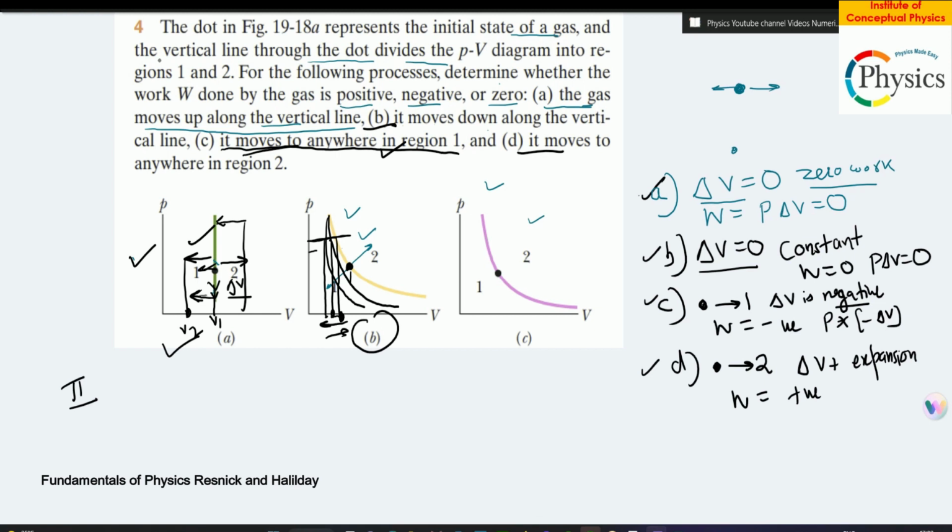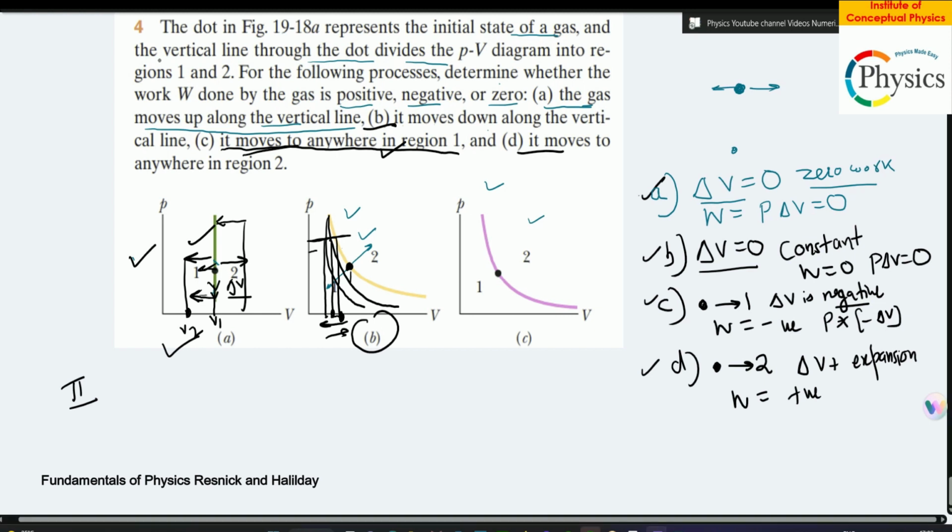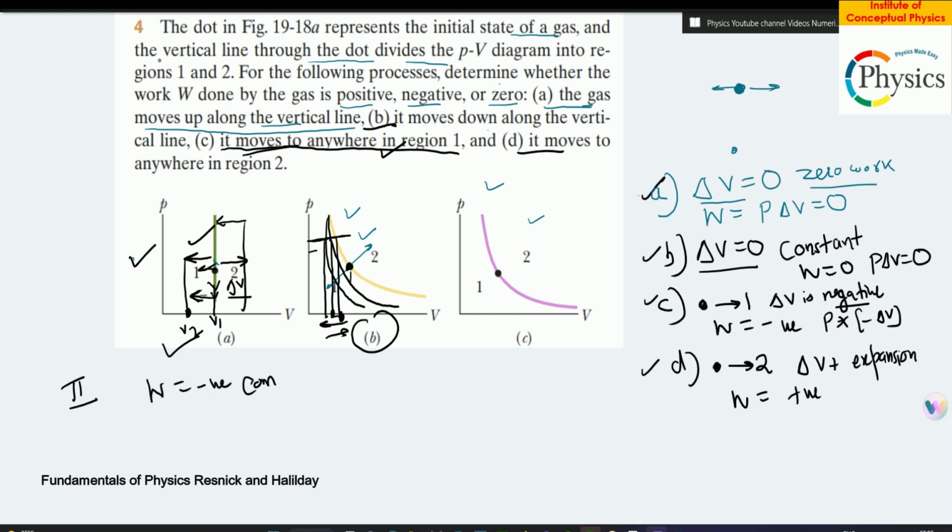So if you go towards region number 1 for figure B, your answer is the work done is negative, because it's a case of compression. Again, be very careful about the concept. We're dealing with situation number C here, right? This is the answer to C for figure number 2. Be very careful as to how you approach this.